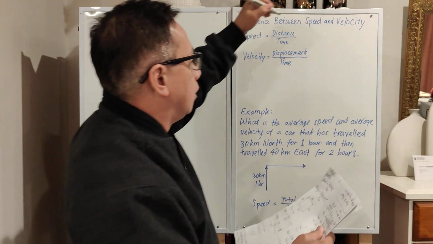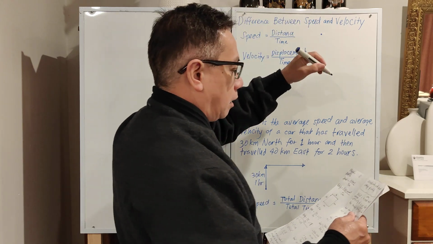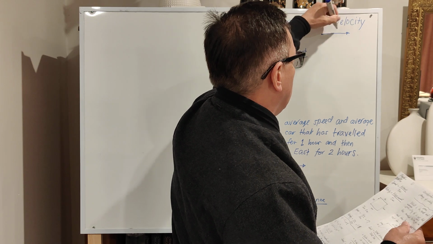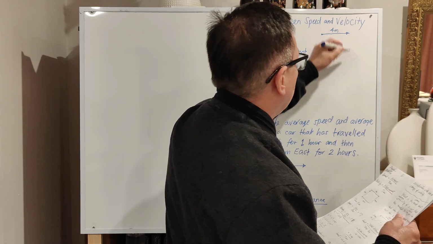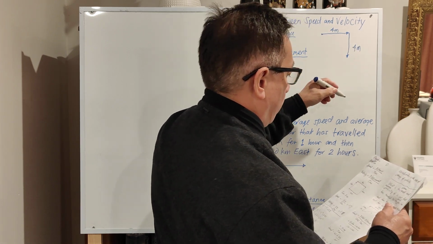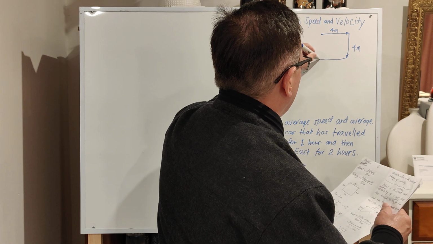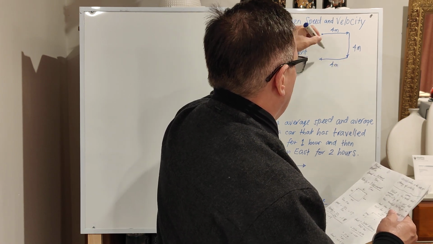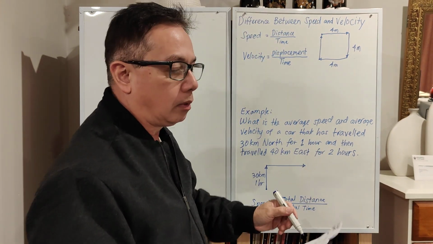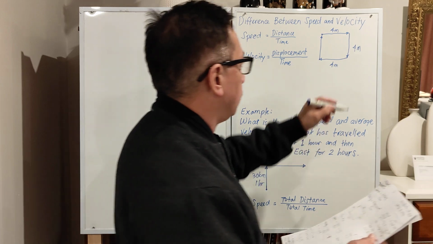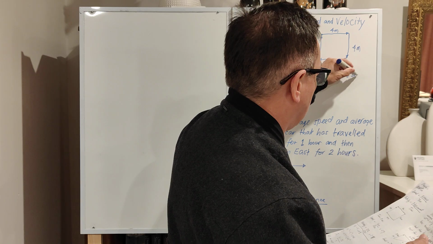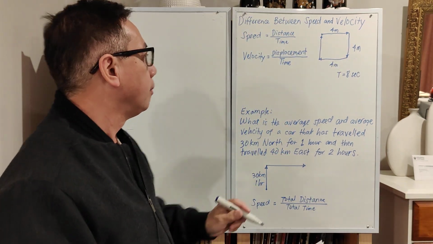For example, we have an object that moved 4 meters to the right and then 4 meters down, and then 4 meters to the left, and then going up 4 meters and back into the same location, and the total time is 8 seconds for the whole trip.